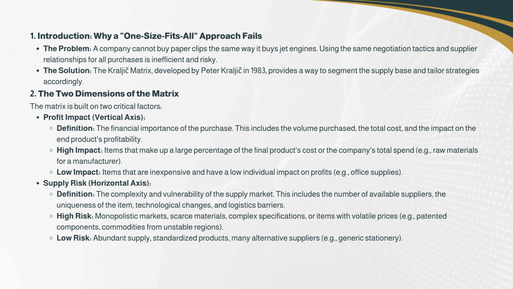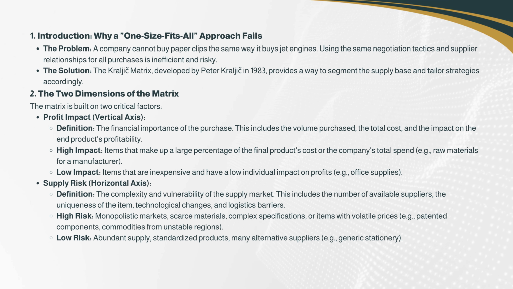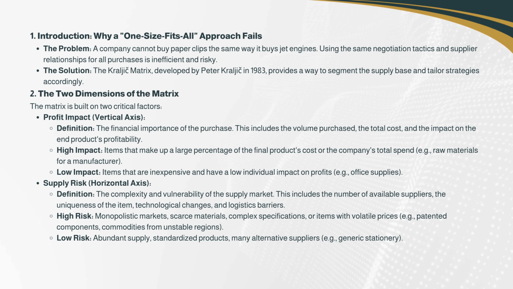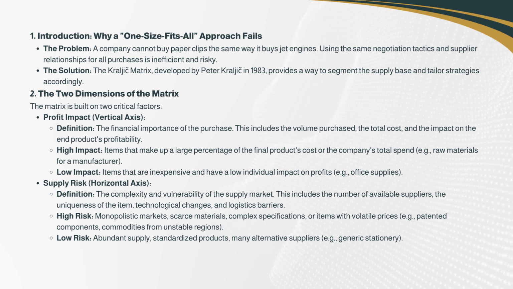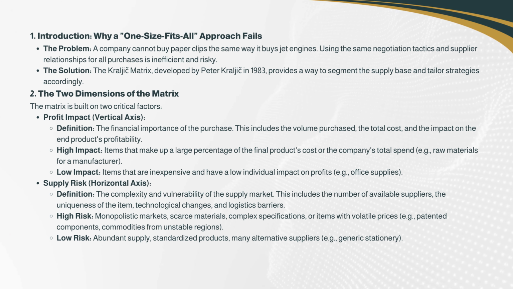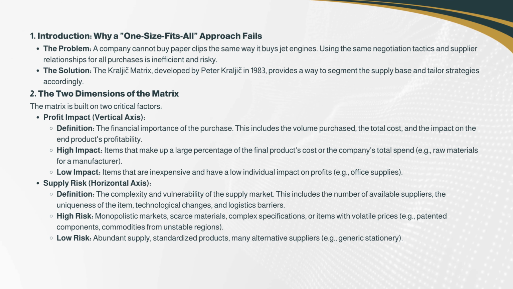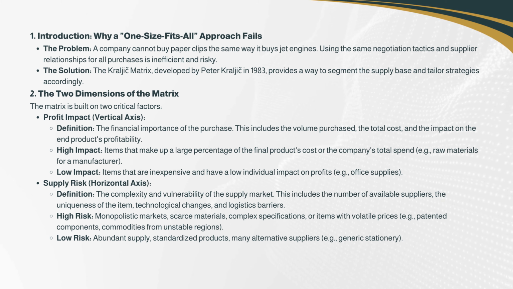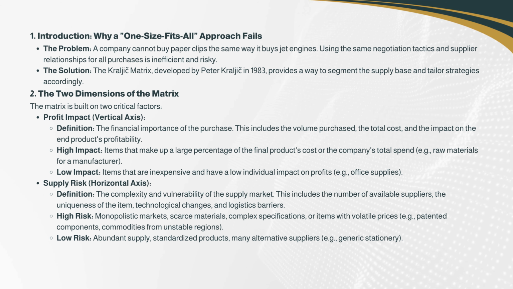Supply risk, horizontal axis, definition, the complexity and vulnerability of the supply market. This includes the number of available suppliers, the uniqueness of the item, technological changes, and logistics barriers. High risk. Monopolistic markets, scarce materials, complex specifications, or items with volatile prices, e.g., patented components, commodities from unstable regions. Low risk. Abundant supply, standardized products, many alternative suppliers, e.g., generic stationery.